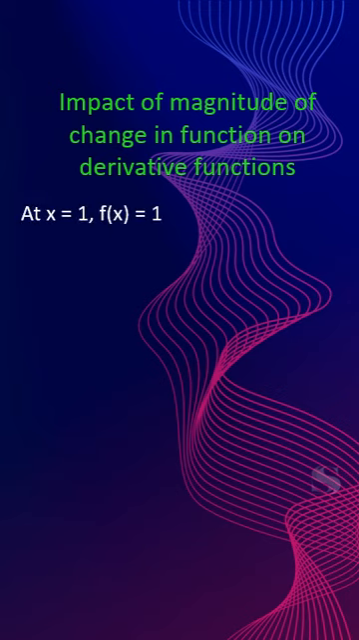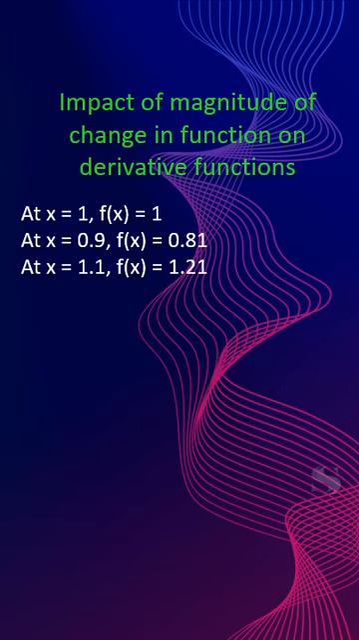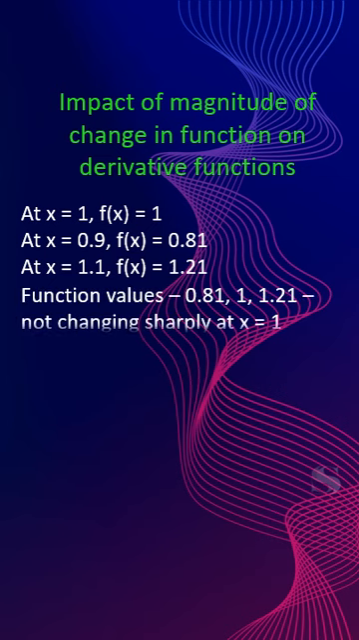At x equal to 1, f(x) is 1. At x equal to 0.9, f(x) is 0.81. And at x equal to 1.1, f(x) is 1.21. The function values 0.81, 1, and 1.21 are not far away from each other. This indicates that the f(x) values, the output values, are not changing very sharply around x equal to 1. And graphically, it implies that x cubed or x to the power 5 are not the graphs of the derivative function around x equal to 1.